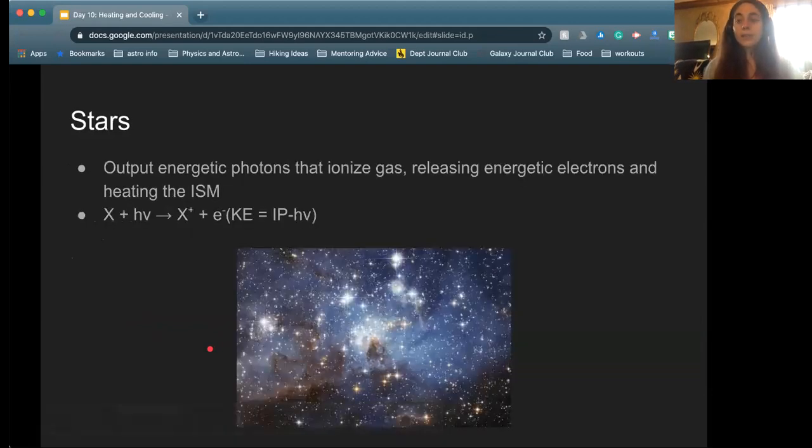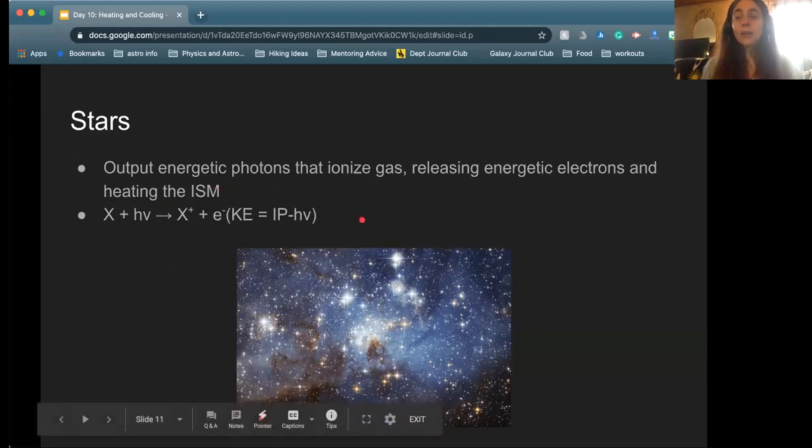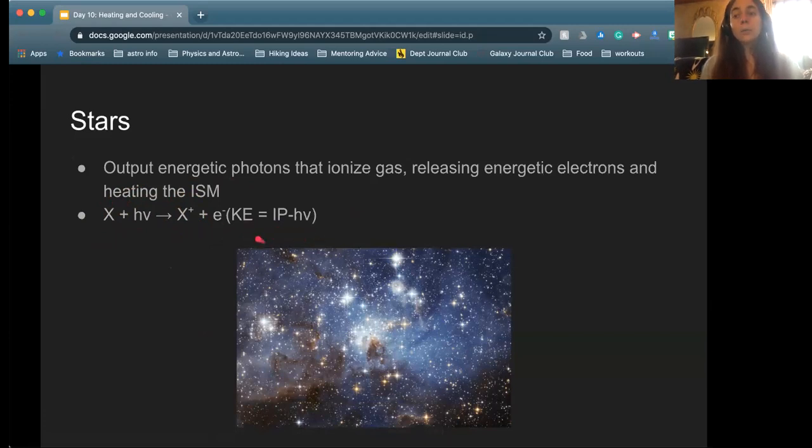We can also, of course, get heating from stars. Stars are blasting radiation of all kinds into the ISM, but a lot of UV, a lot of blue light is coming from stars. So that can heat up the ISM when it bumps into elements. When we have photons from stars with a certain energy, if they bump into an element with enough energy to ionize that element, we'll end up with an ionized hydrogen, an ionized carbon, whatever this is, plus an electron that is carrying away some kinetic energy. So moving faster and heating up the ISM.